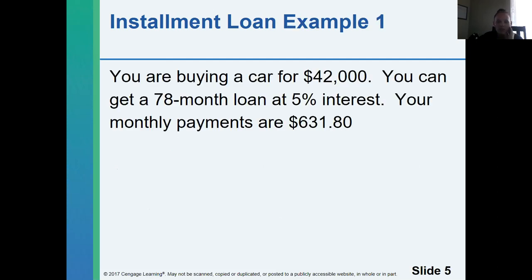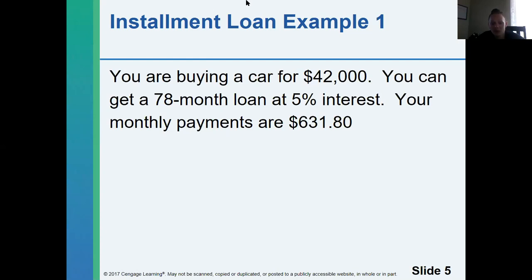So first example, you're buying a car for $42,000. You can get a 78-month loan at 5% interest, and your monthly payments are $631.80. 78 months. Do we know how long that is? So yes, that is 6.5 years. So you're paying on this car for 6.5 years.